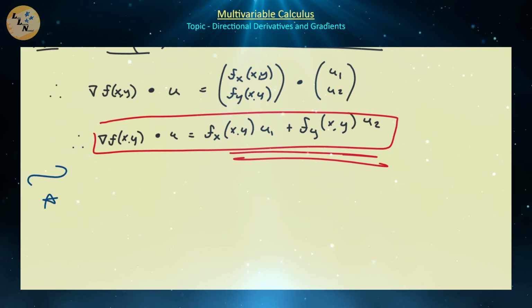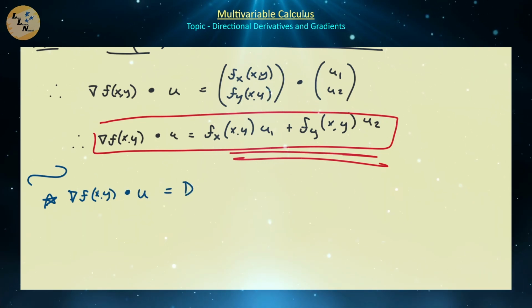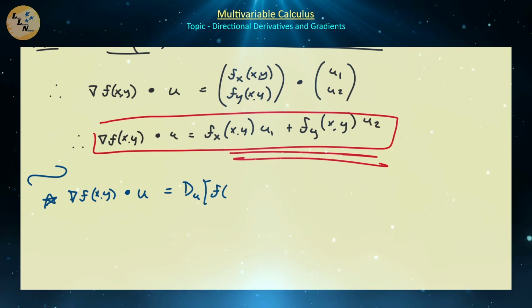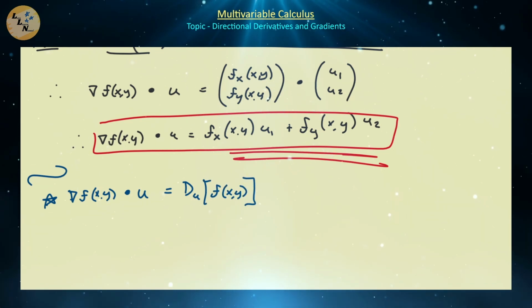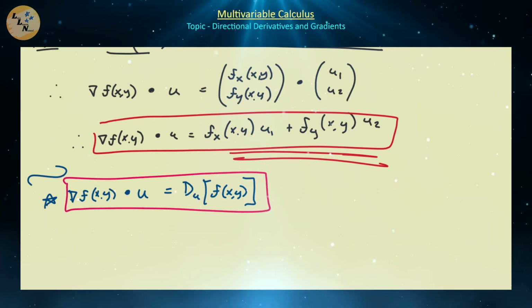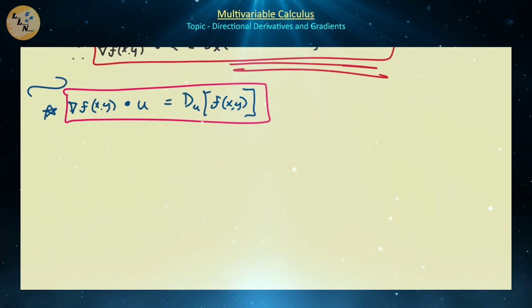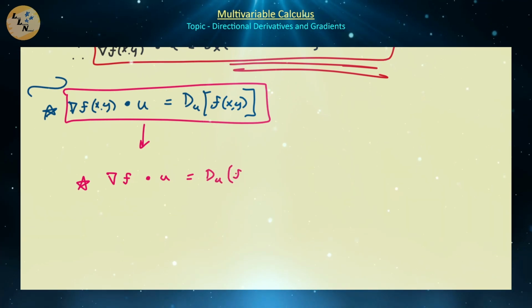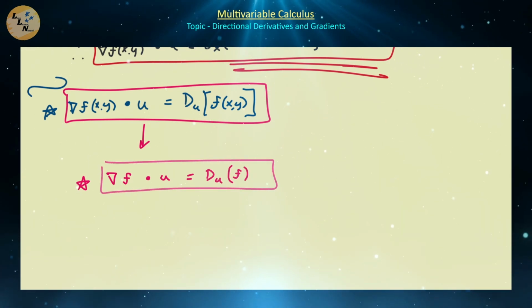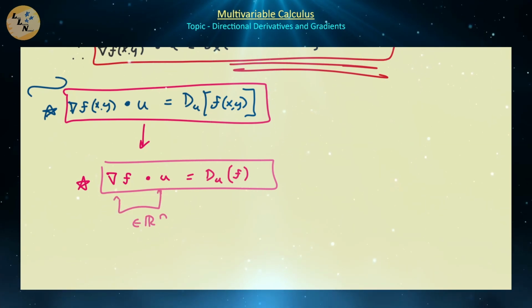So that means we have the following connection: the gradient of f evaluated at (x, y), dot product with the vector u, is equivalent to the directional derivative of f in the direction of u at the point (x, y). Right? So that's a very nice connection between these things. And of course we can extend this to higher dimensions. In particular, the gradient of f dot product with u is equal to the directional derivative of f in the direction of u, where both of these vectors belong to Rn.